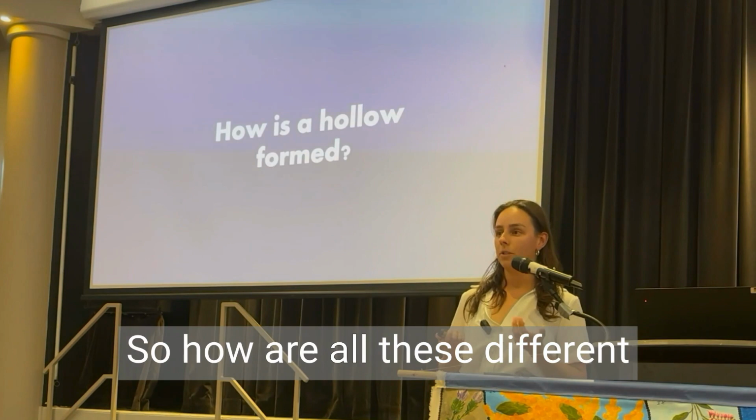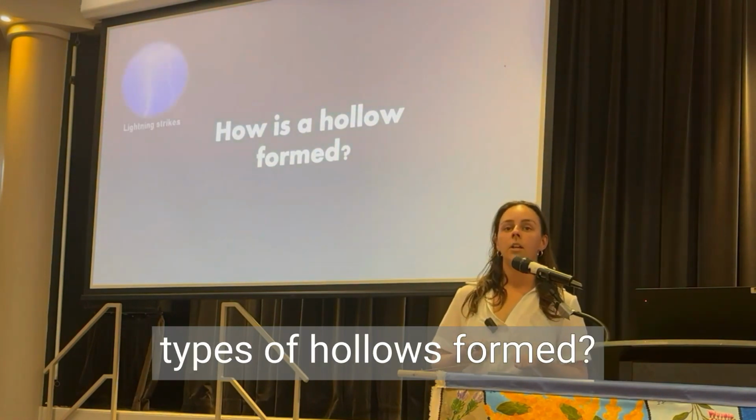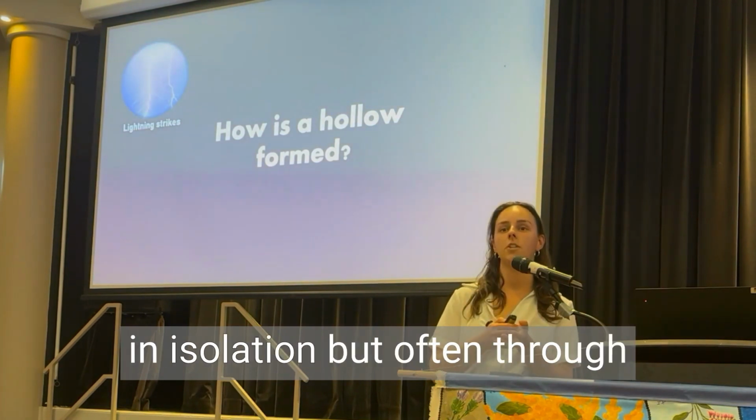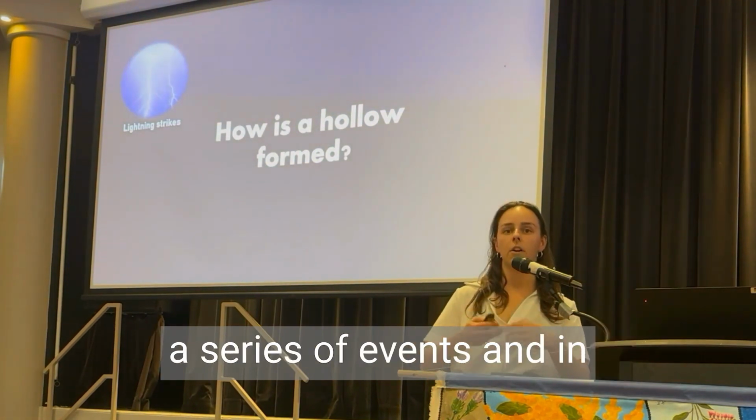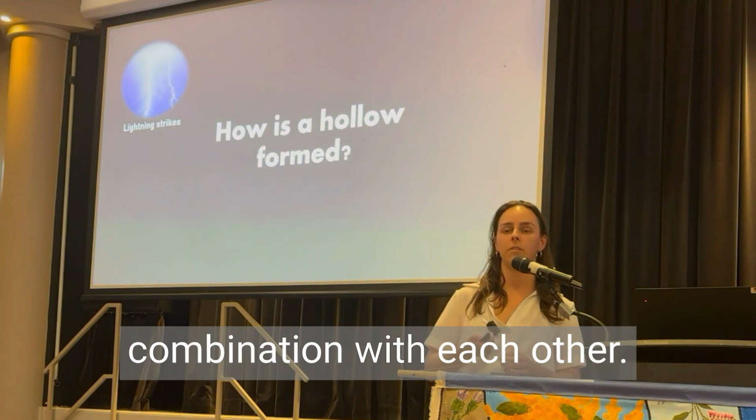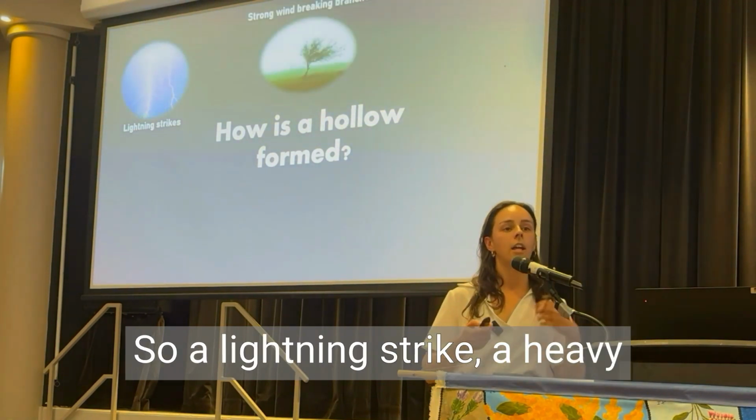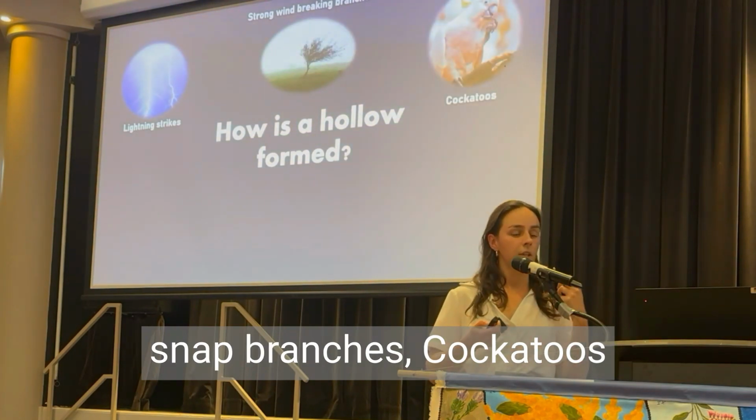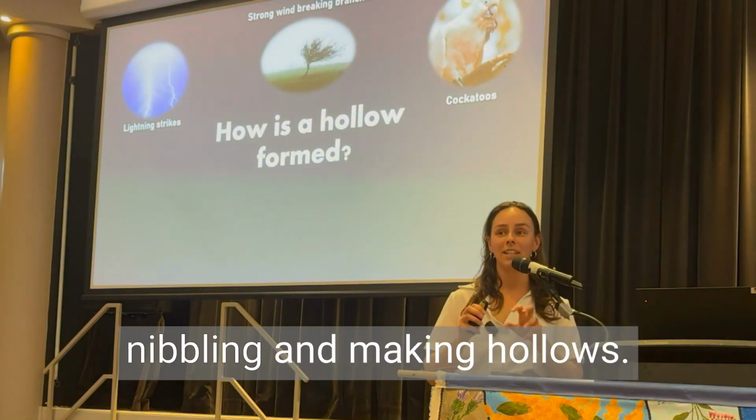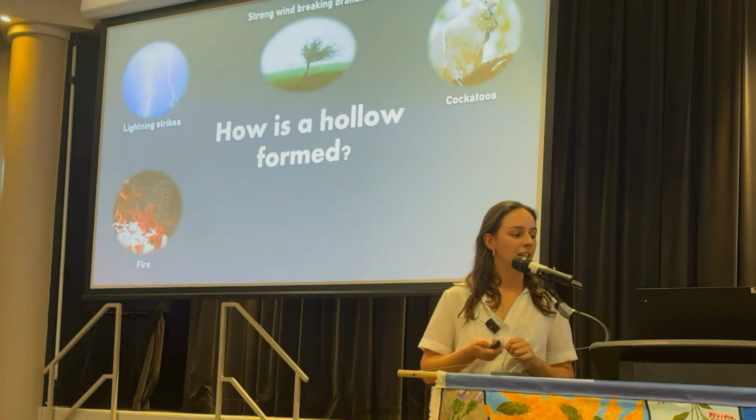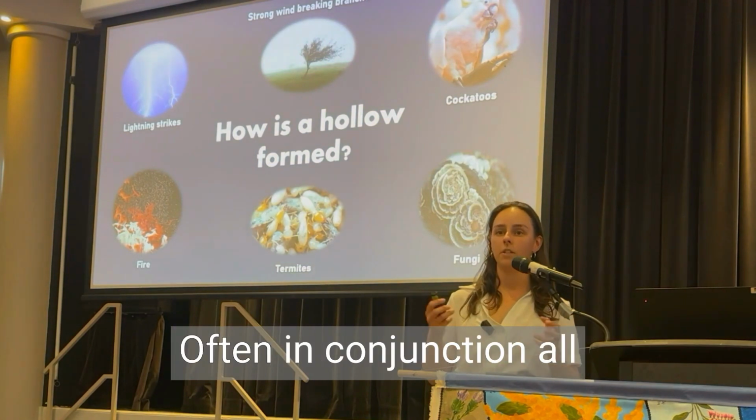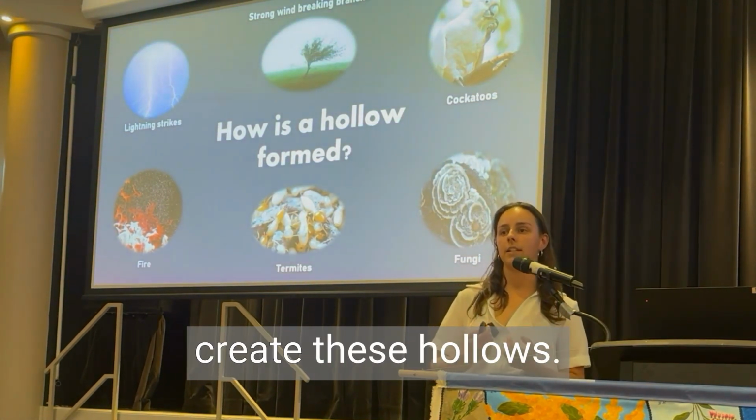So how are all these different types of hollows formed? Well, there are lots of different things that can happen, either in isolation, but often through a series of events and in combination with each other. A lightning strike or a heavy storm can come through and snap branches. Cockatoos can come along and start nibbling and making hollows. Fire, termites and fungi also play a role. Often in conjunction, all these factors add up to create these hollows.